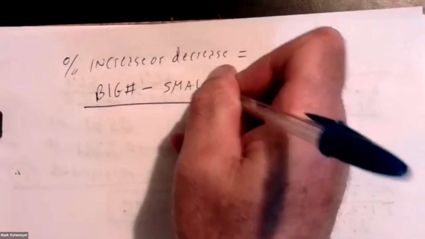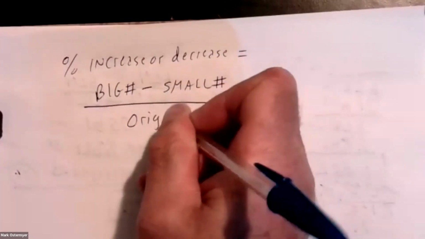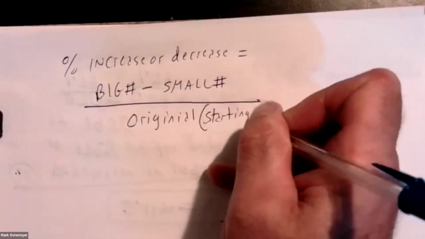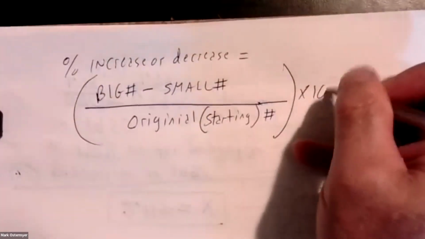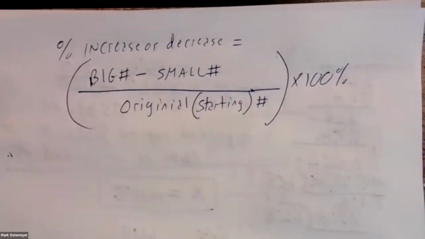Here's how I always compute percent increase or decrease. Use this formula. Take the big number, subtract off the small number. Divide by the original number, sometimes called the starting number. You multiply this by 100%. Let me show you how we can apply it to our next problem.